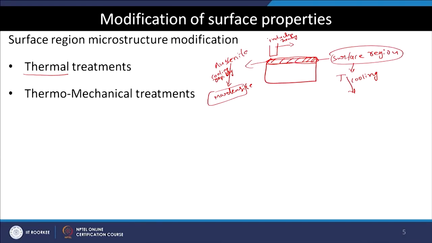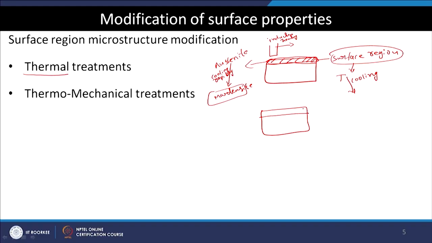Another possibility is you can do the heating as well as introduce deformation. So, for example, let us think about mechanical treatments. We know that by doing a mechanical deformation we can alter the properties because we introduce defects into the material, which is known to change the properties. So, if we have a sample and the surface region is mechanically deformed, producing defects, that will have a different kind of properties. It is called strain hardening of the material.